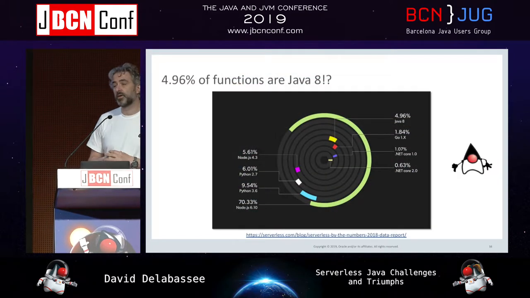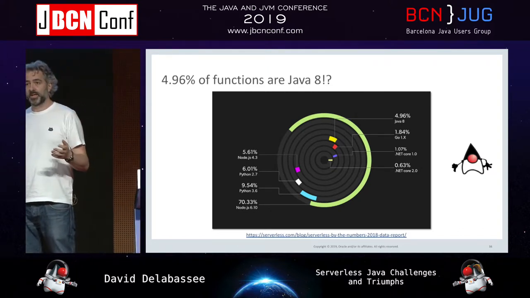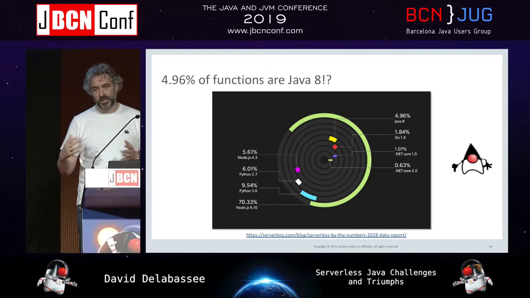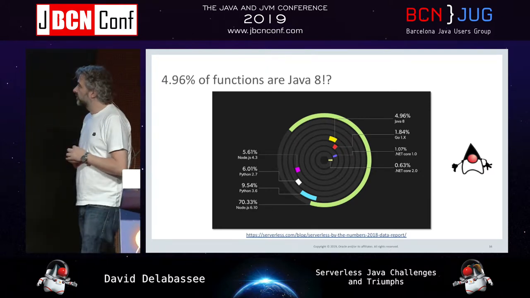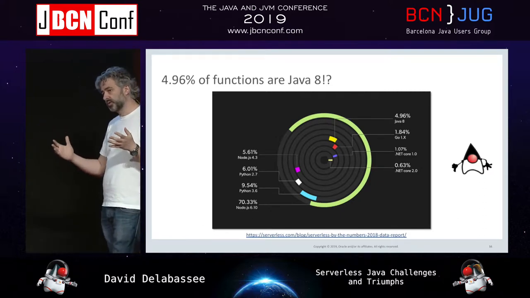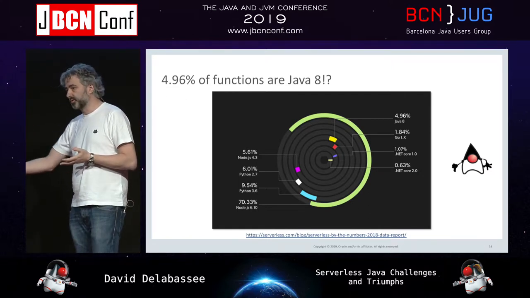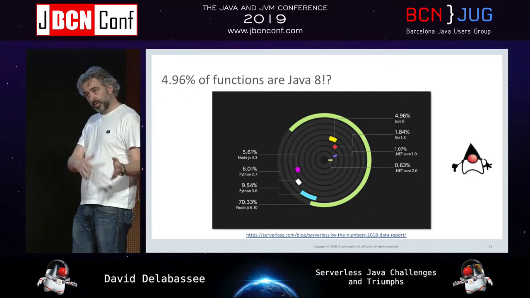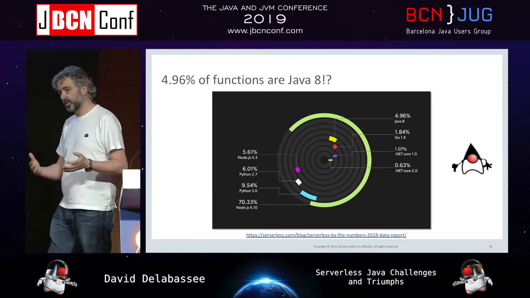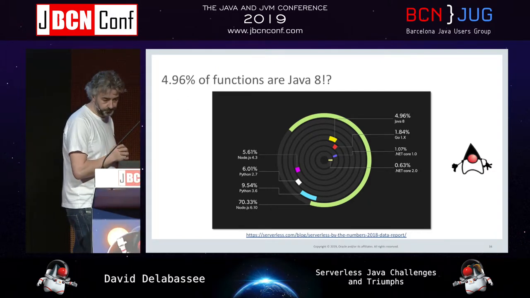So what about Java within the serverless space? Well, we don't have a lot of metrics, and the few metrics that we have about Java usage within the serverless space are not that good. This is a survey that was conducted by the Serverless Framework. The Serverless Framework is an abstraction that lets you write functions on top of different FaaS platform providers, and you can use different programming languages to write those functions. So the Serverless Framework basically asked the users, what are you using today to write your functions?